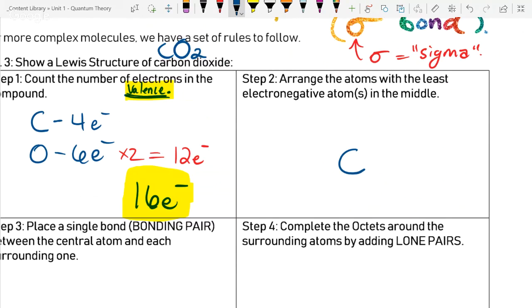If we actually look the numbers up, carbon's electronegativity is 2.5 and oxygen's is 3.5. So carbon has a much lower electronegativity. It goes in the middle. And then we arrange everything else just around it. Does that make sense? So in this case, there's only 2 other things. I'm going to put them there and there. Oxygens.